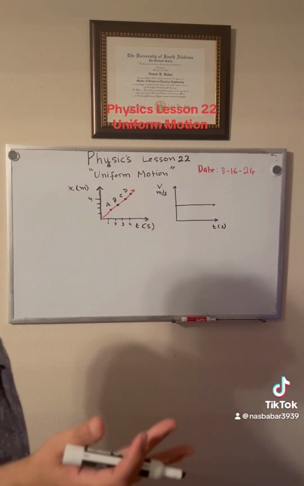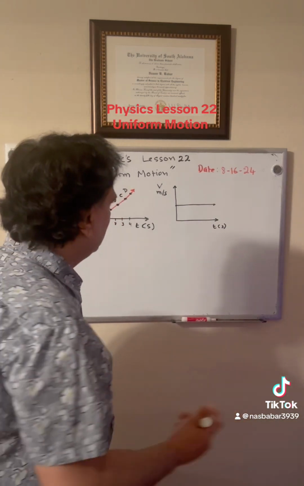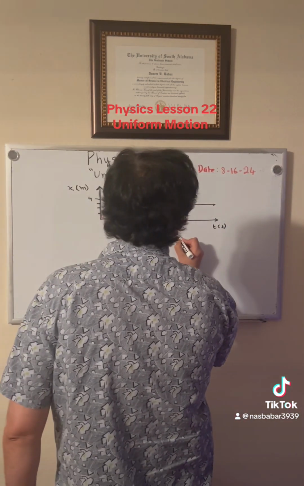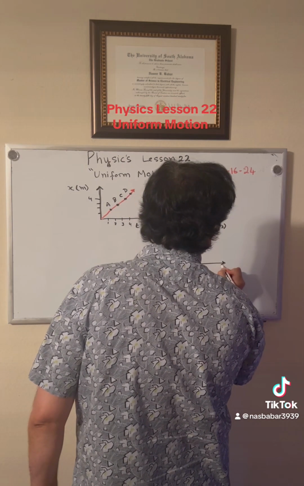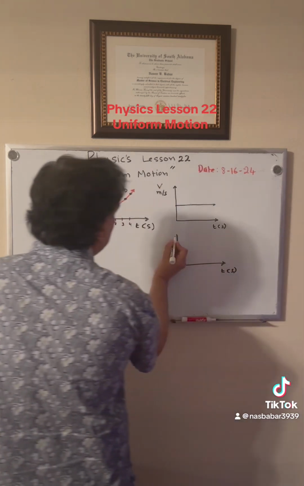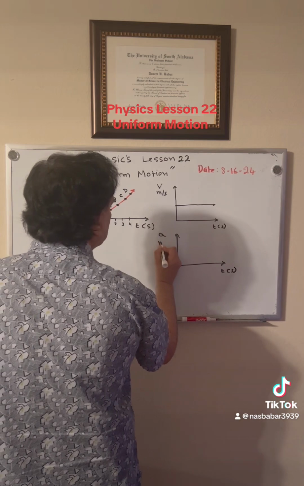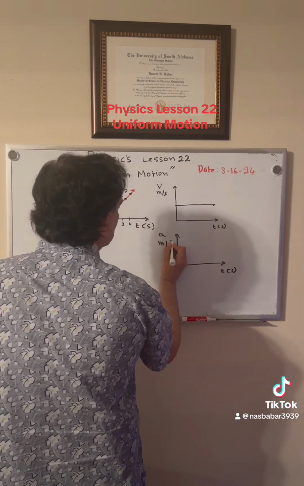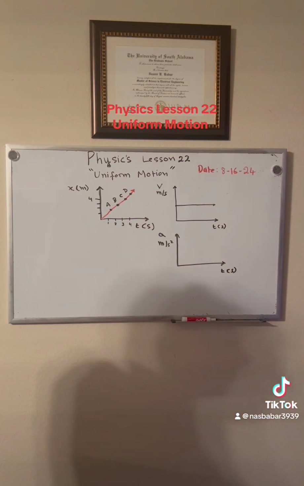Now, as you guys already know, derivative of velocity is acceleration. So let's go ahead and draw a graph for acceleration. I'm going like this, okay? Time in seconds, and then I've got acceleration in meters per second squared. Now, let me ask you this. What is the graph going to be for this?